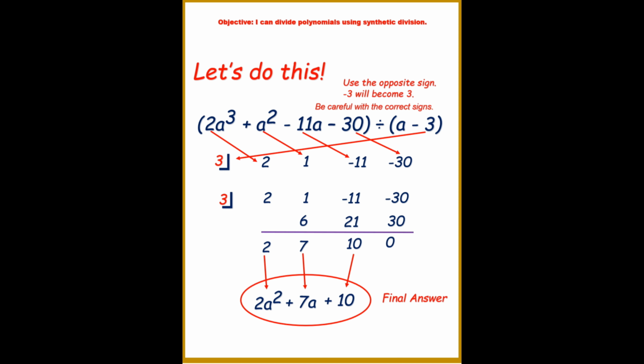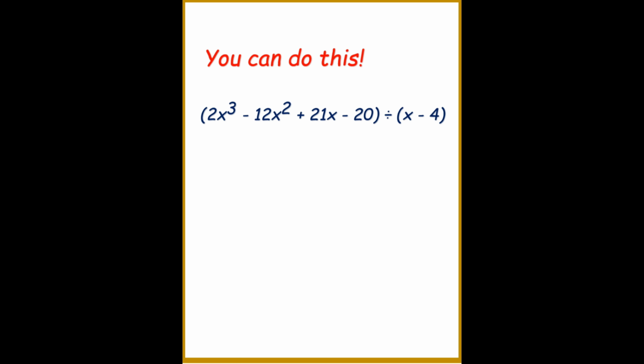You've just divided polynomials using synthetic division. Congratulations. Now it's your turn. Okay, you can do this. 2x cubed minus 12x squared plus 21x minus 20 divided by x minus 4. I'm going to give you time to answer this. You have 2 minutes. If you need more time, you can pause this video.